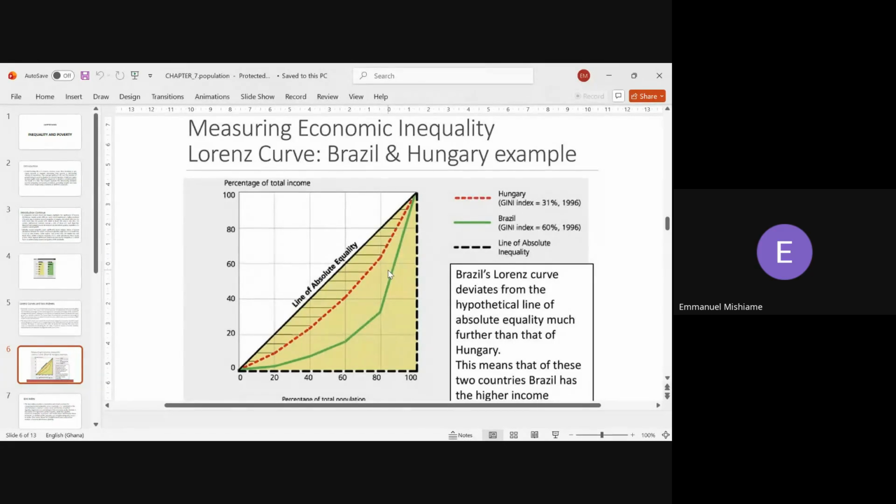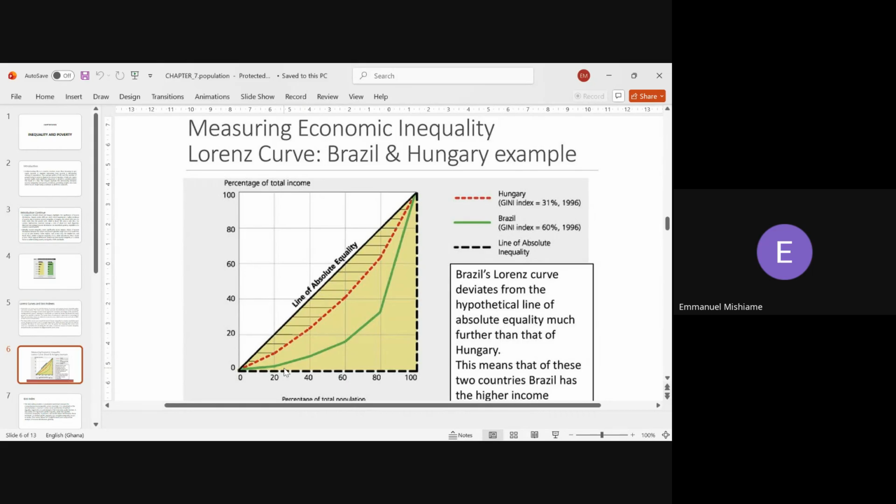And that essentially means that this is their performance. They are just a little below the line of absolute equality. Now, when you go to the green line, which represents Brazil, you can see that the poorest 20% are earning just about 1% of the total income, which is very strange and very disturbing.